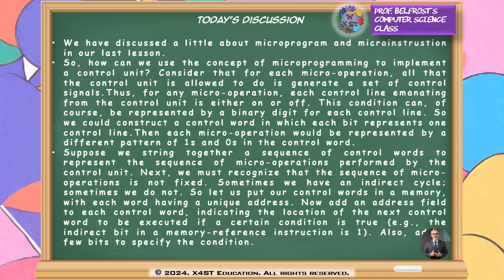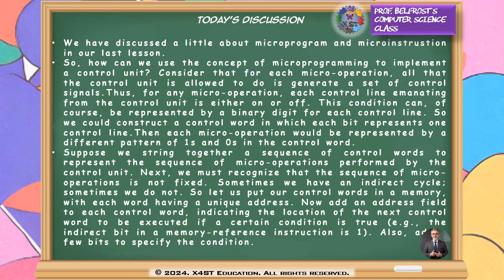Now we want to see actually how this works. Consider that for each microoperation, all the control unit is allowed to do is generate a set of control signals. Each control line emanating from the control unit is either on or off, and can be represented as a bit, where each bit represents one control line. There must be different patterns of ones and zeros in the control word. Suppose we string together a sequence of control words to represent the sequence of microoperations performed by the control unit. Then we must recognize that the sequence is not fixed. Sometimes it can have a direct cycle, sometimes it's not.